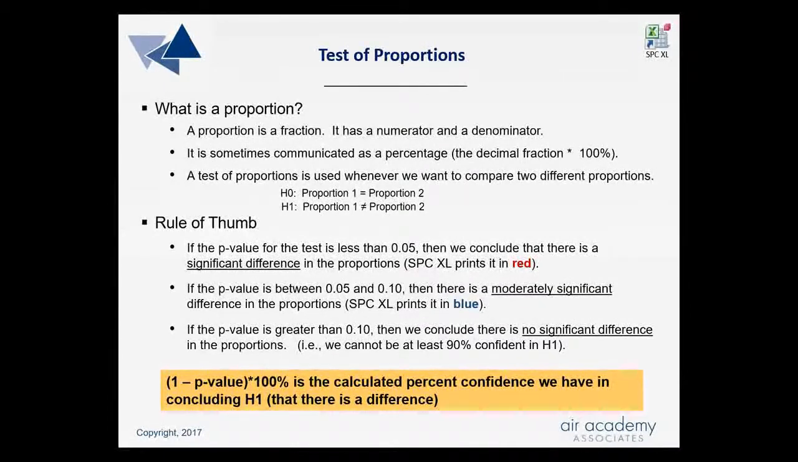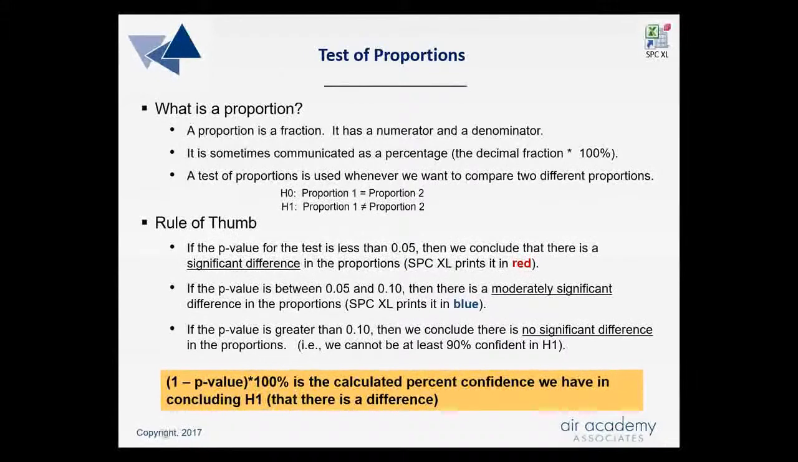The rule of thumb, if you recall, is for p-values being less than 0.05, we conclude there is a significant difference in the proportions, and SPC XL will print p-values in this range in red, so it sticks out, we can't miss it. If the p-value is between 0.05 and 0.10, then we say there's a moderately significant difference in the proportions, and SPC XL will print p-values in this range in blue. If the p-value is greater than 0.10, then we conclude there is no significant difference in the proportions. That is, we cannot be at least 90% confident in H1.